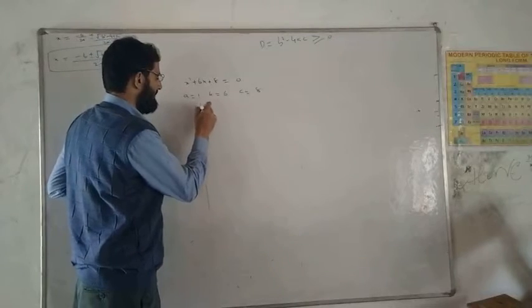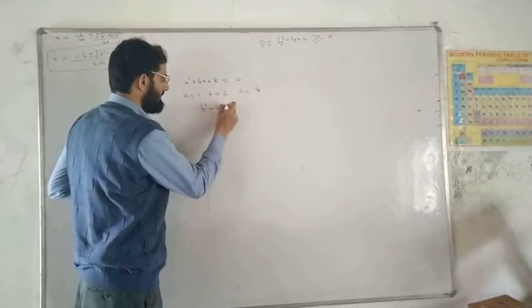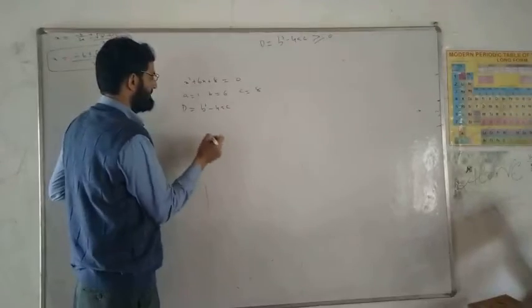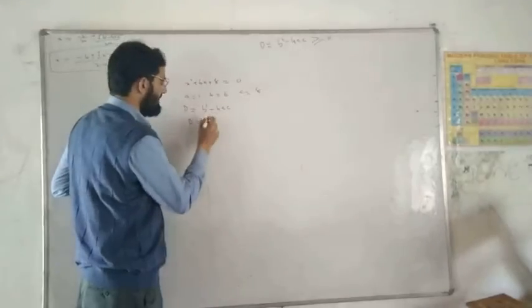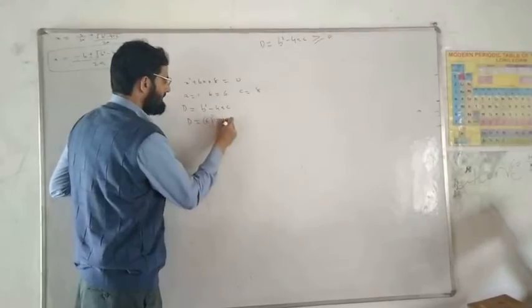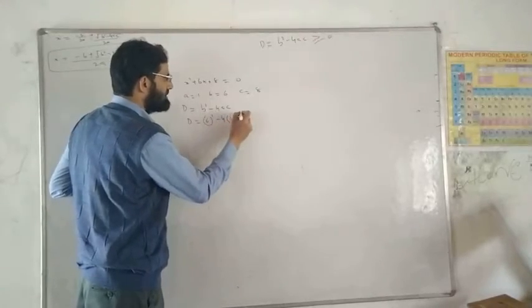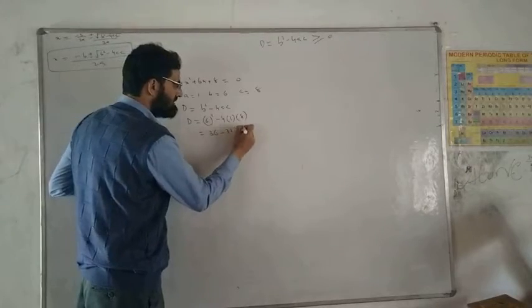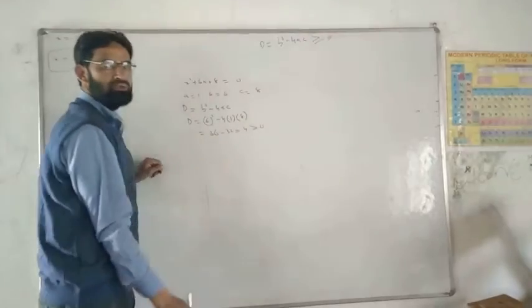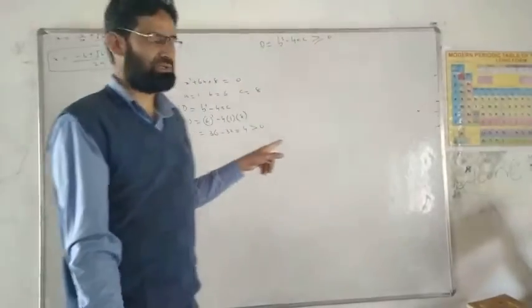So let us check whether this b square minus 4ac, this is D. So D is equal to b square, what is that? This is 6 whole square minus 4 into a is 1 into c is 8. So this is 36 minus 32. Obviously 4, greater than 0. So the equation has real and unequal roots.